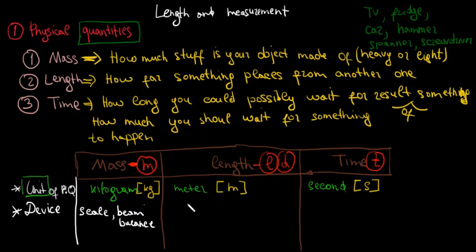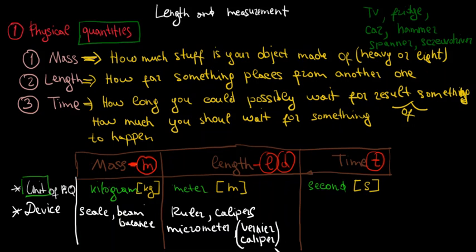What do I use for measuring length? I use a ruler. I use calipers. I use micrometers. I use a vernier caliper, or some kind of more advanced system which uses advancements of technology, like GPS systems, and so on and so forth.